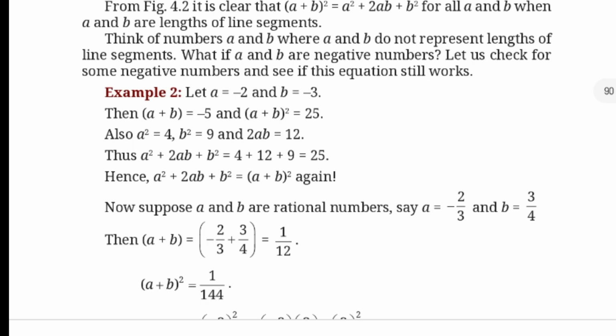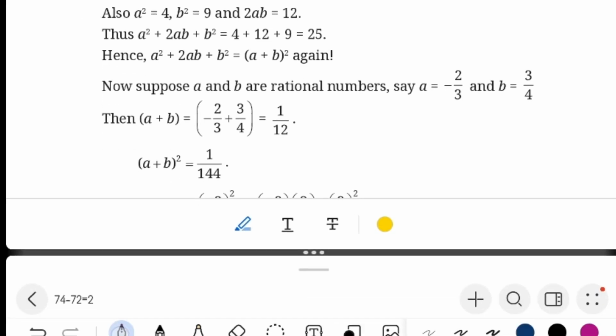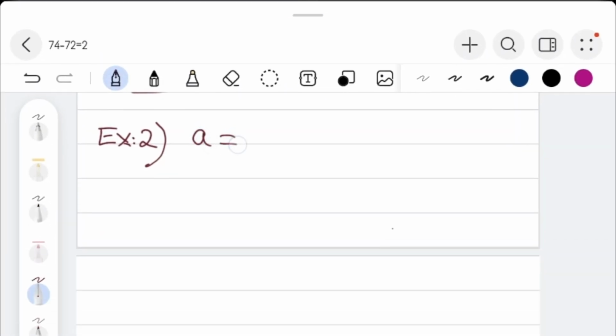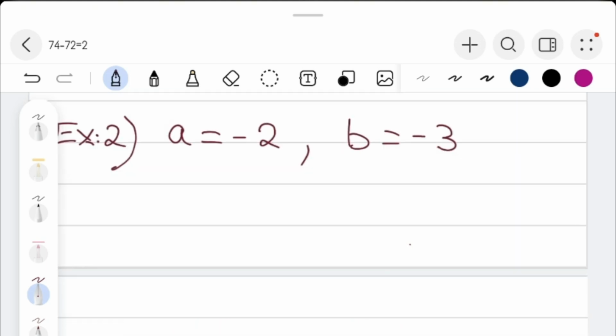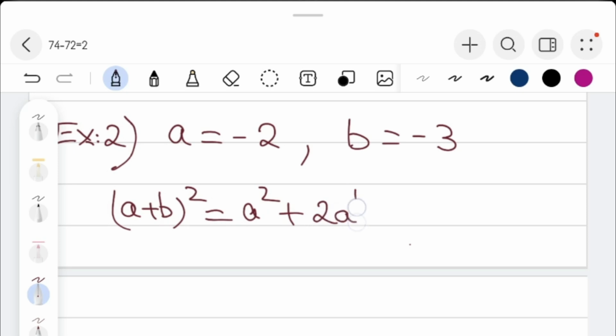Here he says a is minus 2 and b is minus 3. Now let us prove this for this example. Example 2, a plus b whole square. A plus b whole square is equal to a square plus 2ab plus b square.